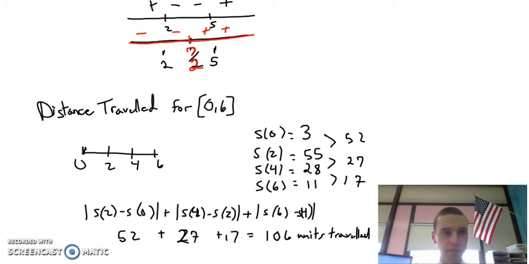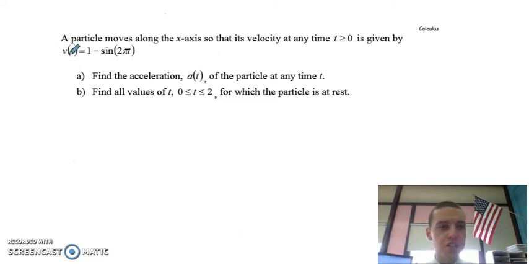Okay. For this one, I know it's a trig function. Notice that you're given v of t here, so please take a moment to pause it, find the acceleration, and then how do we find where the particle's at rest? Take this and set it equal to 0.